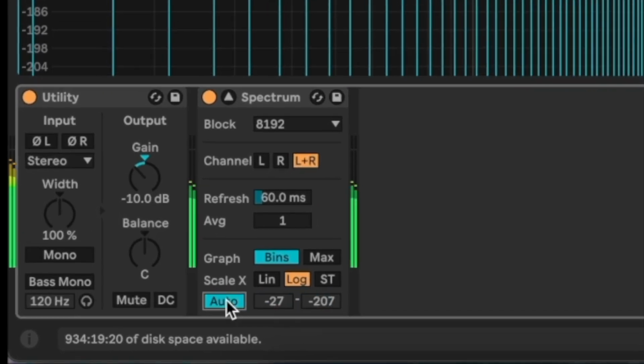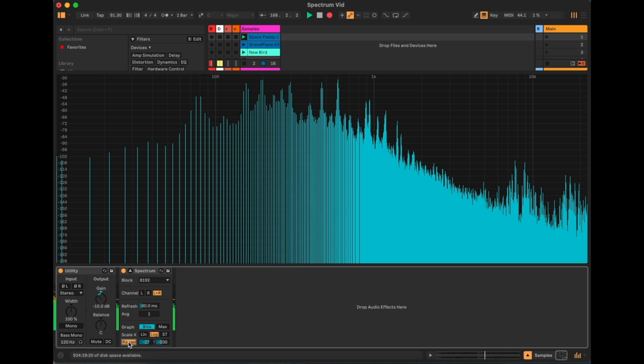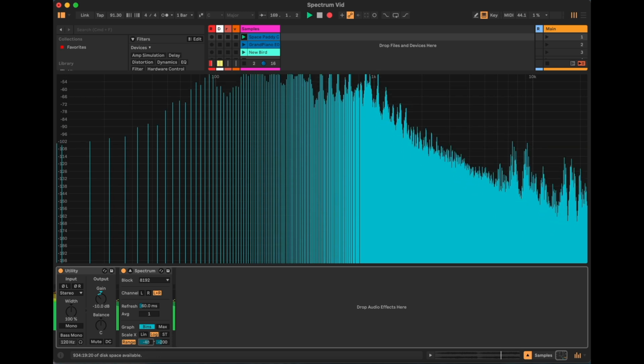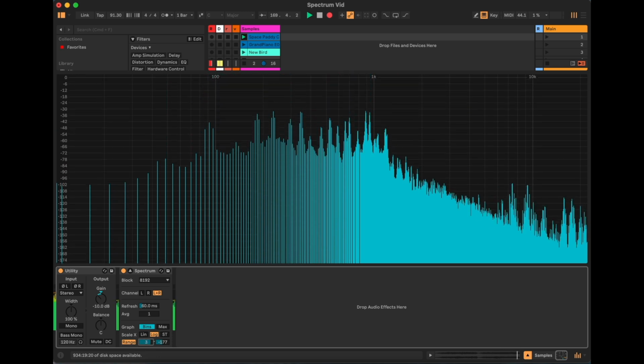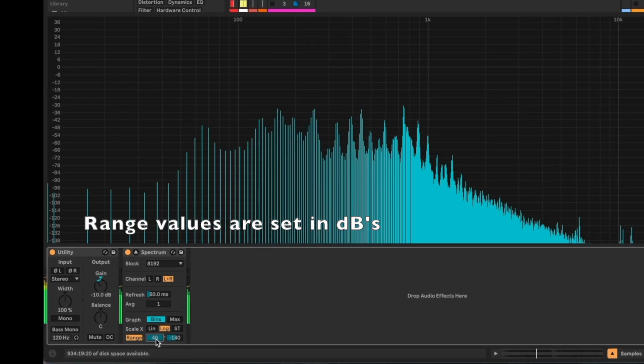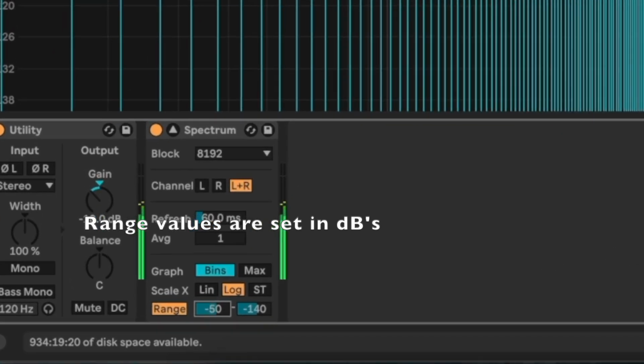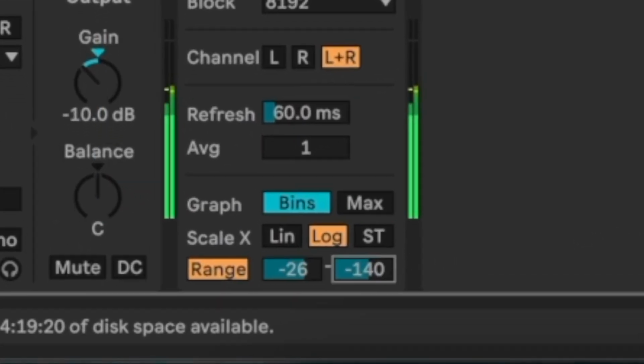Toggle from auto to range. With range selected, you can set the display's dB values manually here. You can set the maximum displayed amplitude values on the left and minimum display values on the right.